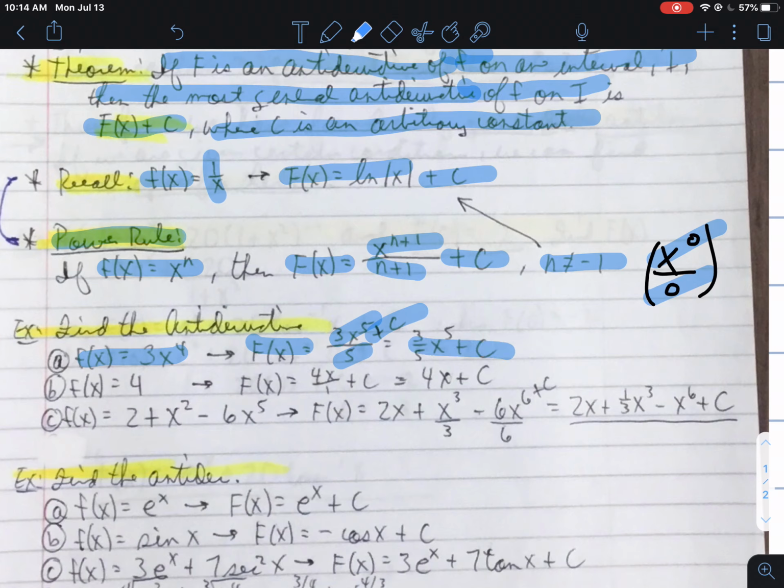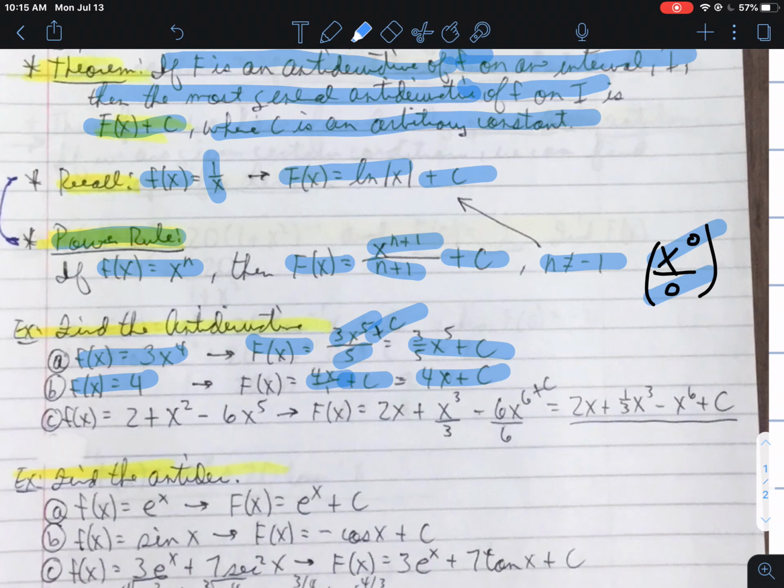Number 2, or part B. I have little f of x equals 4. Remember, when you differentiate 4x, you get 4. So the antiderivative of 4, and if you follow the power rule, it's still 4x to the 1st over 1 plus c, or just 4x plus c. So again, that's something you can commit to memory. The antiderivative of a constant is just the constant times x, or whatever your variable happens to be. And also keep that in mind too.